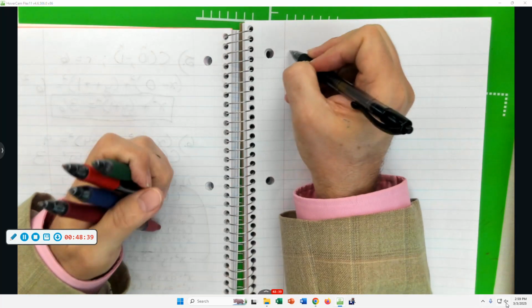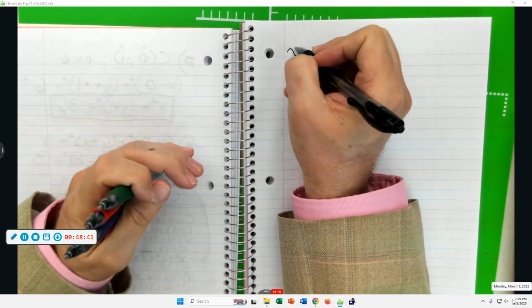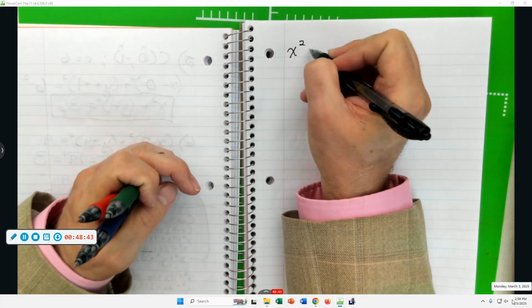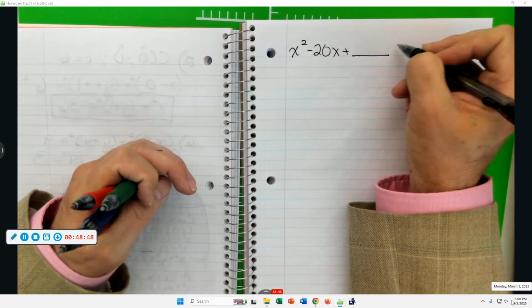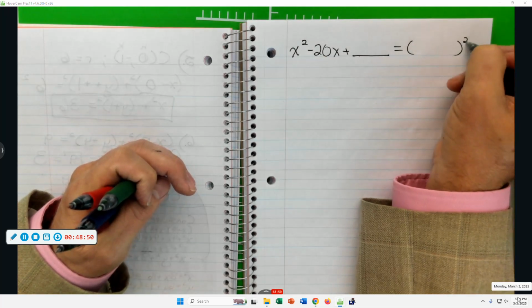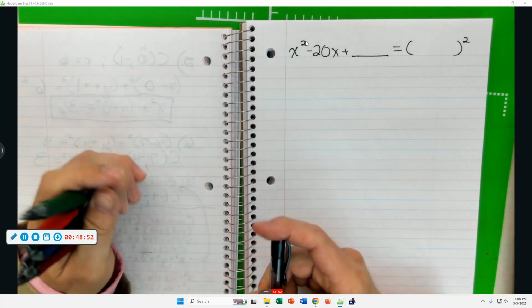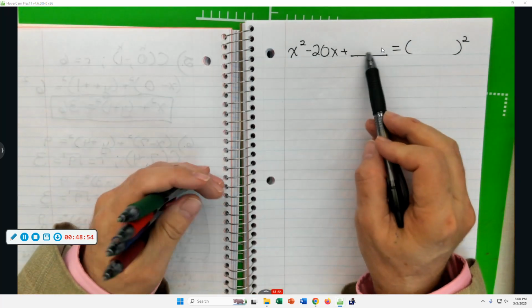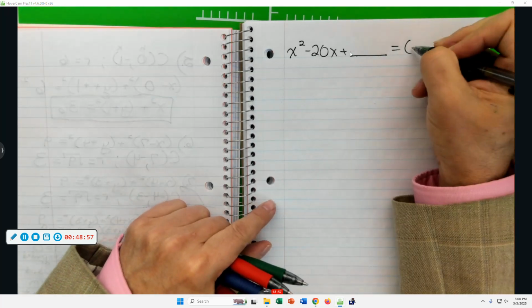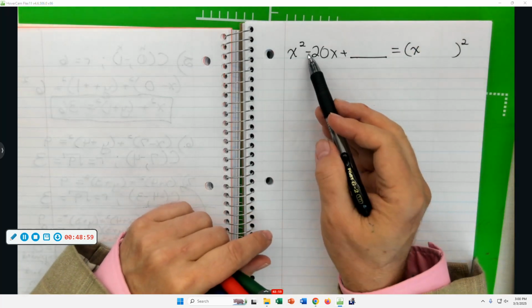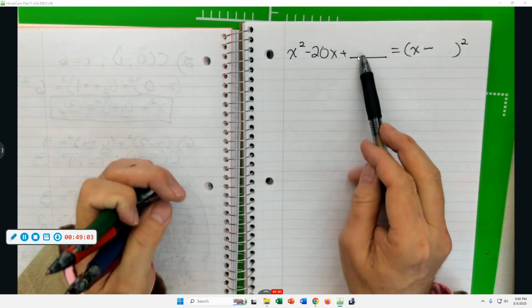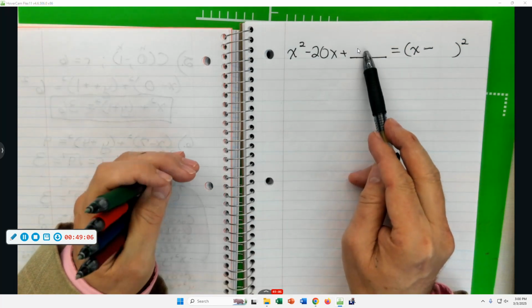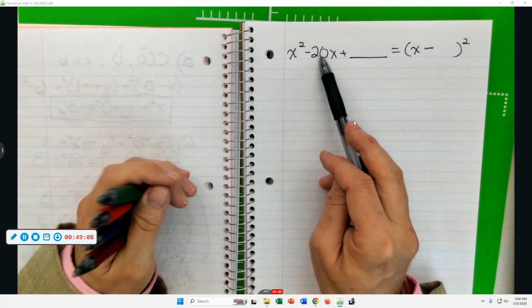Let's do another one. X squared minus 20x plus, what number would I need to turn this into a perfect square trinomial? What number would need to go there? We want it to factor in the form x and whatever that sign is there, so minus. What perfect square goes here? 100. I agree with your logic.